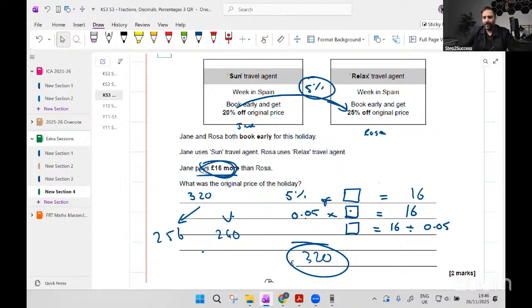Yes, but that was the question. Oh, the amount paid by each person. Yeah, I see what you mean. It's an awkward way of asking it, which is the difference between them.